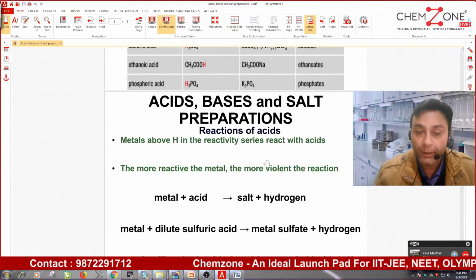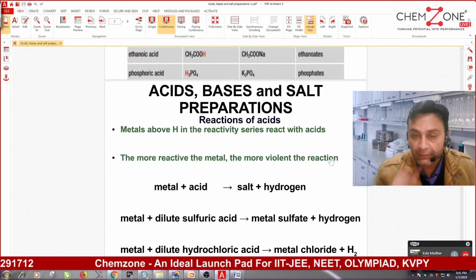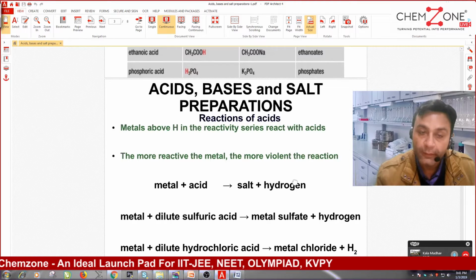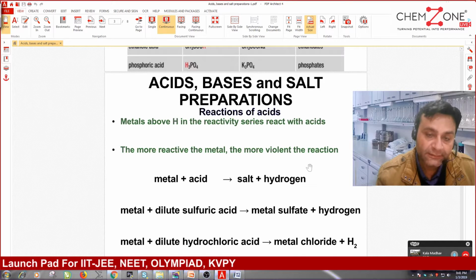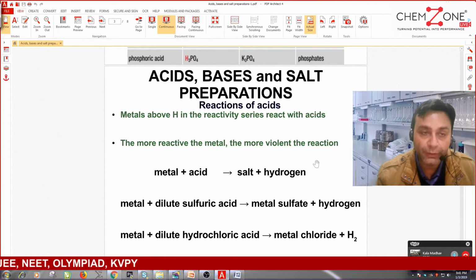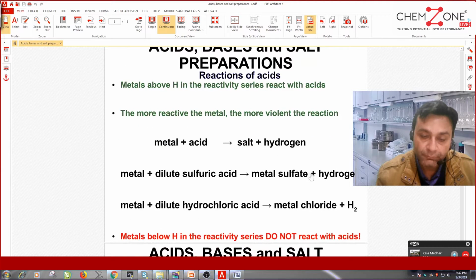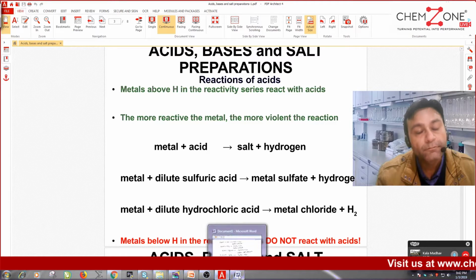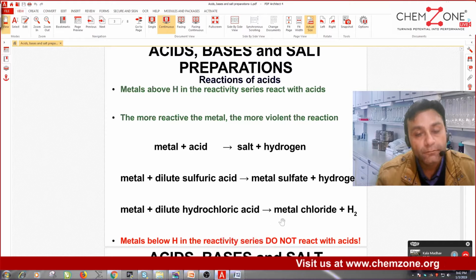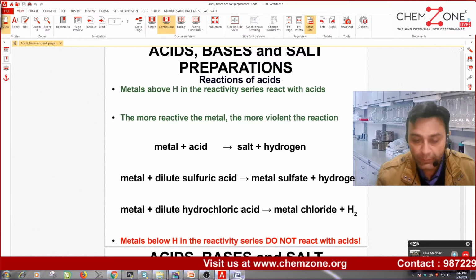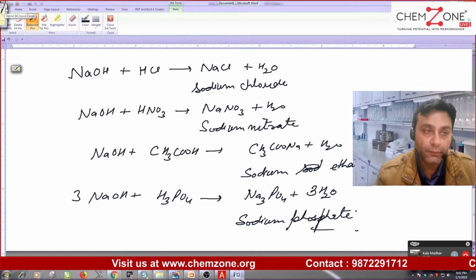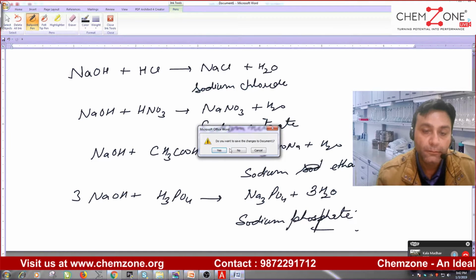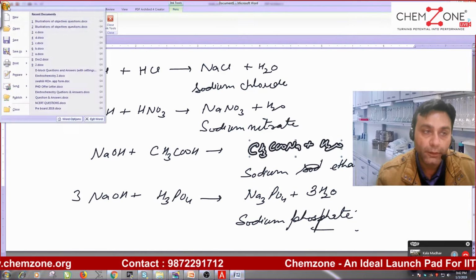So metals which are above hydrogen in the reactivity series react with the acids. Do you know the reactivity series? Can you tell me the sequence? It's potassium, then sodium, then calcium, then magnesium, aluminium, carbon, zinc, iron, right? Then tin, lead, hydrogen, copper, silver, and gold. Okay, good.